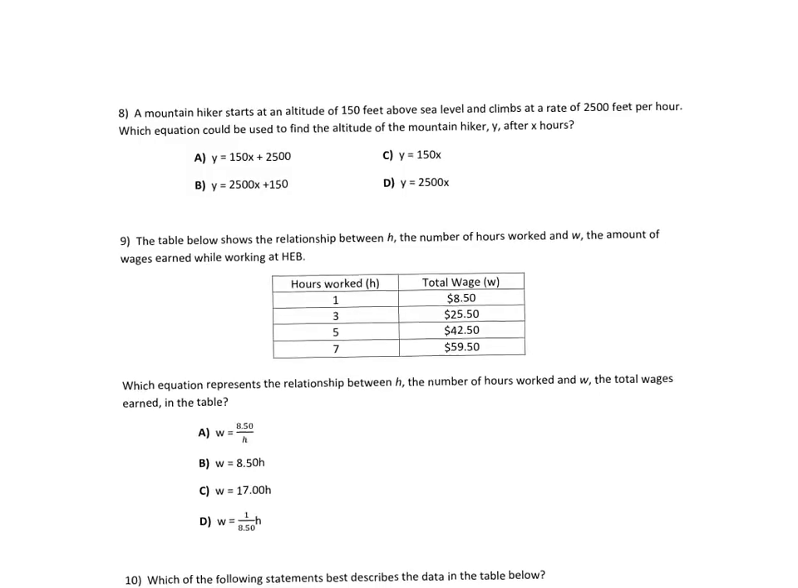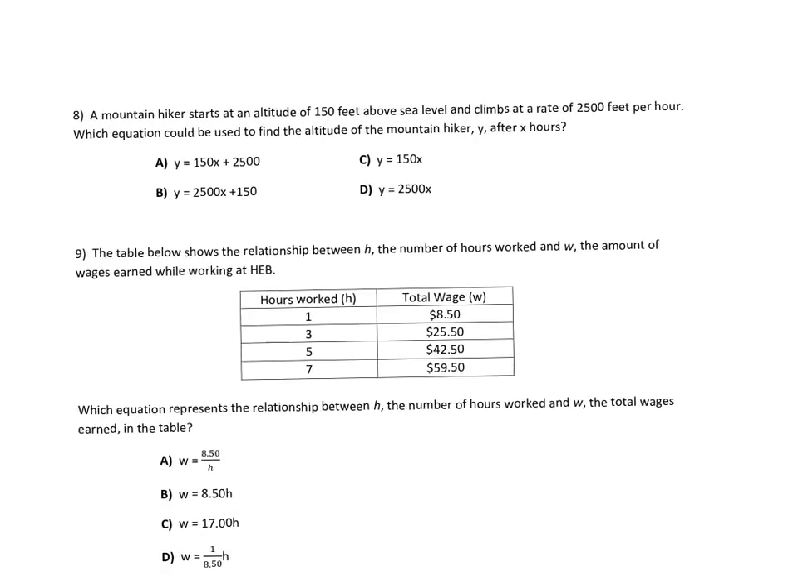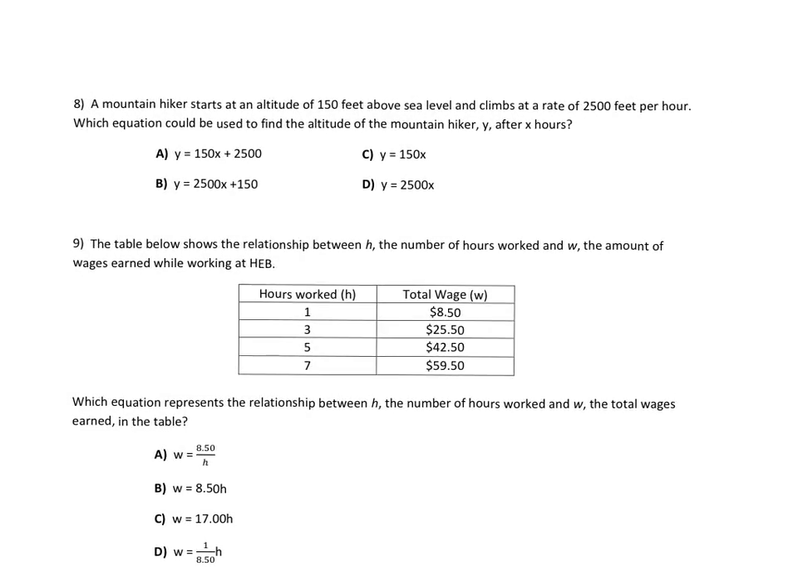Okay, look at number 8. This is the second part of Unit 4 Review Day 1. A mountain hiker starts at an altitude of 150 above sea level and climbs at a rate of 2,500 feet per hour. That gives you that right there. That's important. Which equation could be used to find the altitude of the mountain hiker after X hours? Where did he start?